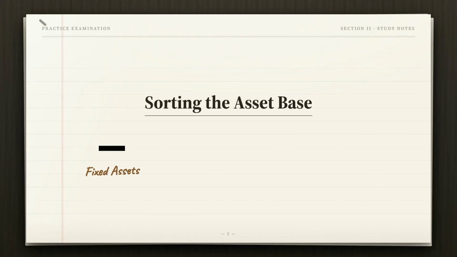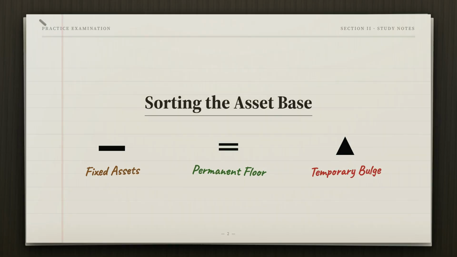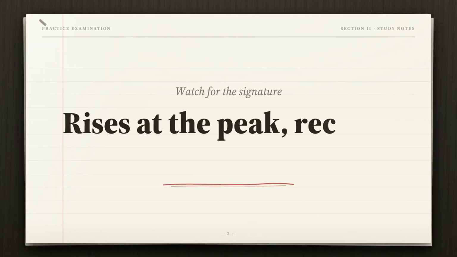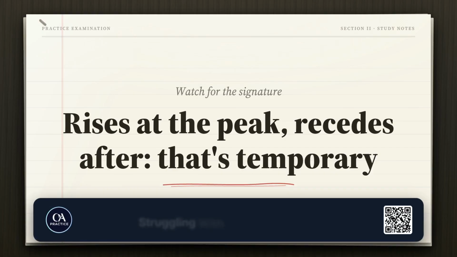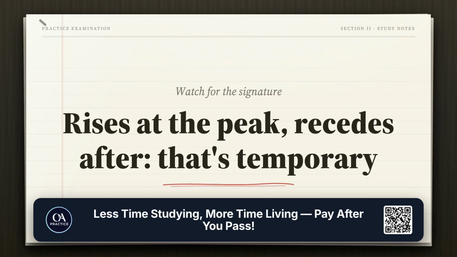The sorting matters because it sets up financing decisions. Fixed assets are plant and equipment. The permanent floor is a year-round commitment, and the temporary bulge, existing for only a few months, calls for short-term financing rather than long-term commitments. Whenever you see language about seasonal swings or accounts that balloon and recede, that's the signature of temporary current assets, distinct from both the permanent floor beneath them and fixed assets entirely.